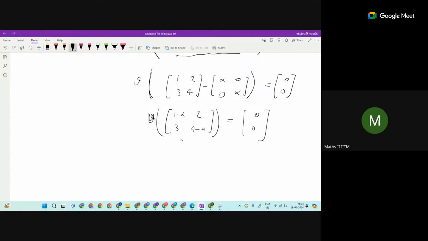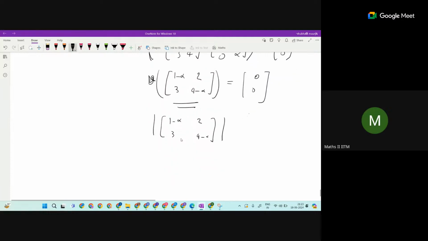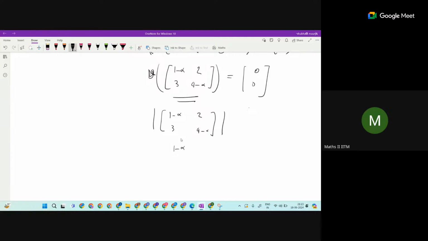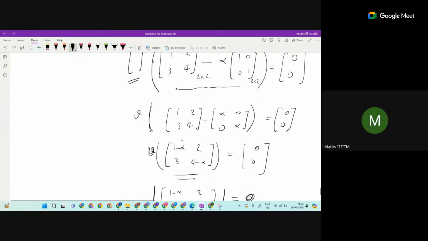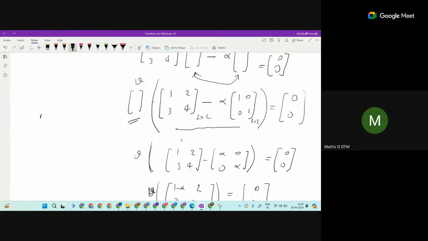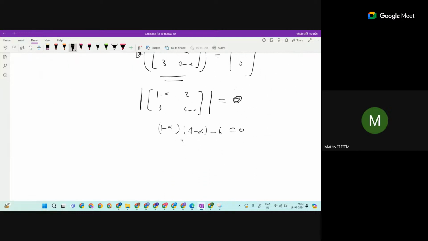So now what is the process? To get alpha, we directly find the determinant of this matrix. So the determinant is 1 minus alpha times 4 minus alpha, minus 6, equal to 0. We find the determinant and equate it to 0 to find the alpha value. You can think of this as an algorithm; otherwise, going into more detail needs more mathematics. If you have a matrix A, then take A minus alpha times I, find its determinant and equate it to 0. That's the process to find the eigenvalue, as you see in the lecture.